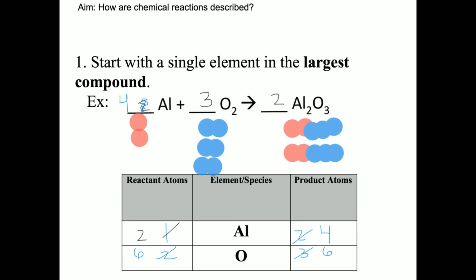By adding a coefficient of 4, I'm adding 2 more aluminum. Now I have 4 aluminums on the reactant side and 4 aluminums on the product side. Now my equation is balanced. Again, it's important to note that sometimes balancing requires steps, and you have to retrace your steps and try again.